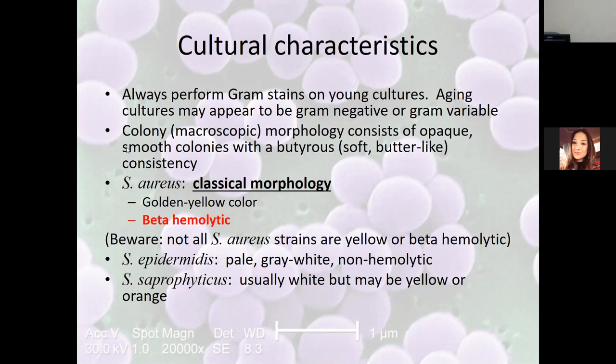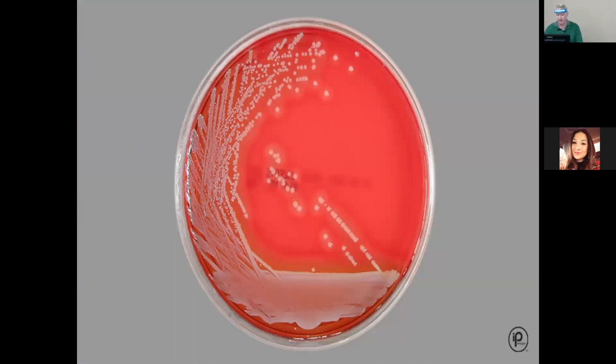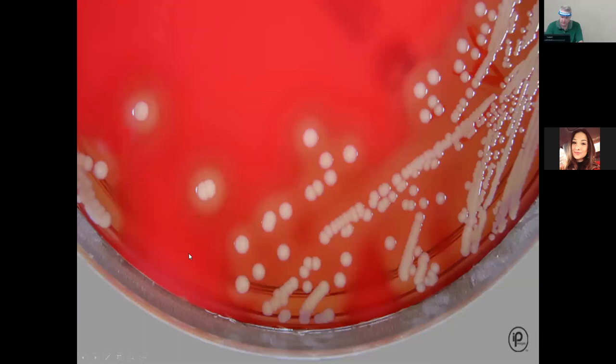Staph epi is pale, gray-white, non-hemolytic. You'll see him downstairs today. And then Staph saprophyticus is usually white, but maybe a little yellowy or orangey. But you won't see hemolysis with him either. So this is what you'll see downstairs. You can see the zone around them almost looks golden. So beta hemolytic. Okay, and this is all lysing. You can see that red blood cell is disappearing around the colony growth. A little closer view of the same lysing. It's harder to see when you get closer. That's better, see that. It's kind of the golden halo or the clear halos around these colonies. You won't miss it today, I promise. I've already checked them, they're doing really good.